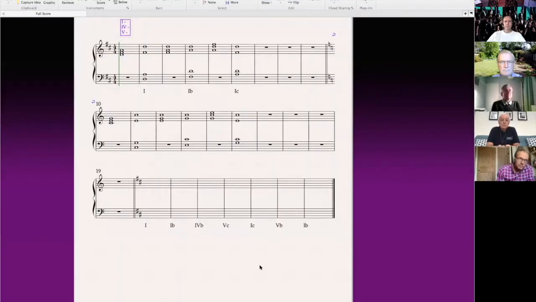Okay, so this is inversions. Now, just as a recap, last week we looked at the primary triads. What are the primary triads, please? Yeah, tonic, fourth and fifth. Chord 1, 4 and 5. Can anybody give me the proper name?